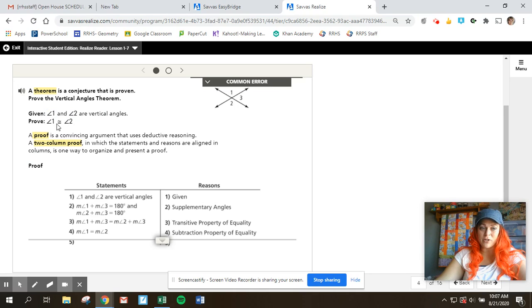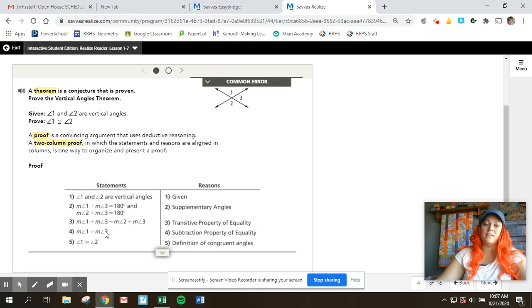That's exactly what we're trying to prove. So I'm just going to slide this down. And it says the measurements are equal. Well, equal means that the actual angles are congruent. So all of this, these are numbers. This is actual values or measurements. That's when you use the equal sign.